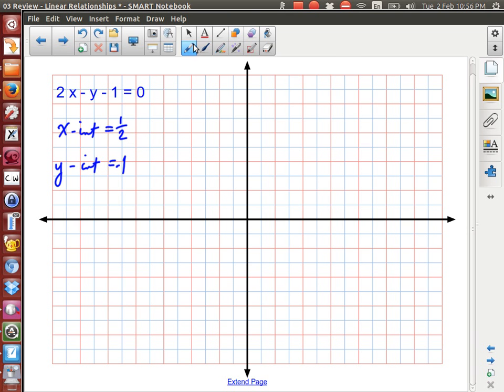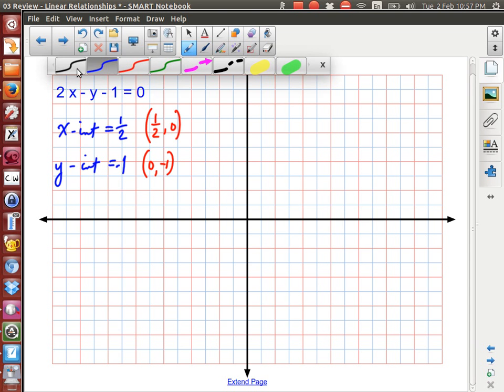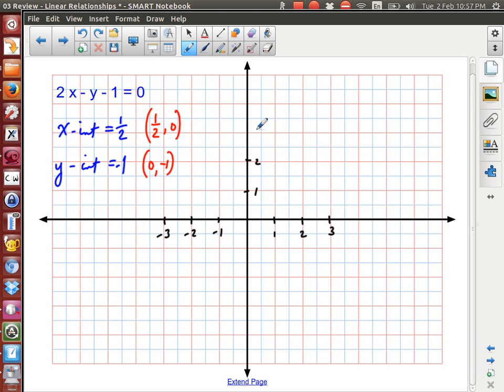And those are points. We can write those as points as well. We could have written this as the point x equals 1/2, y equals 0. We could have written this as the point 0, negative 1. So let's go ahead and put a scale on our graph. So I'm going to say 1, 2, 3, negative 1, negative 2, negative 3, 1, 2, 3, negative 1, negative 2, negative 3. That's my x, and that's my y.